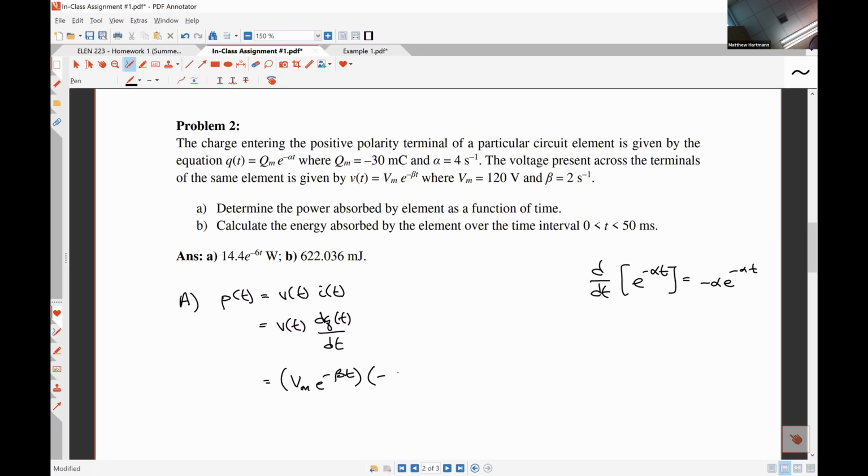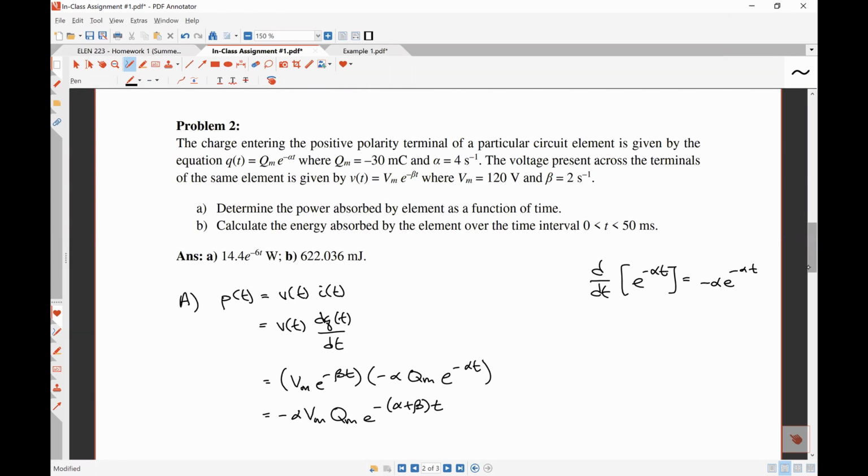So that's going to give us negative alpha Qm e to the minus alpha t, like so. And we can simplify that a little bit further: negative alpha Vm Qm e to the minus (alpha plus beta) t. When we multiply two exponential functions together, we add their arguments. So that would be e to the minus alpha t minus beta t, and I've just grouped that minus alpha minus beta into negative parentheses alpha plus beta. So everybody following my math here?